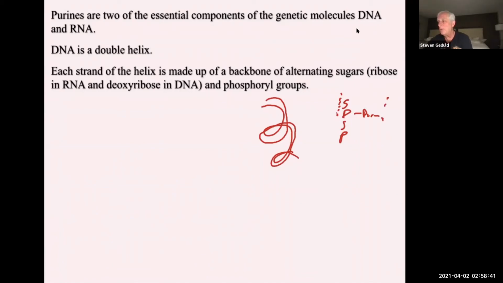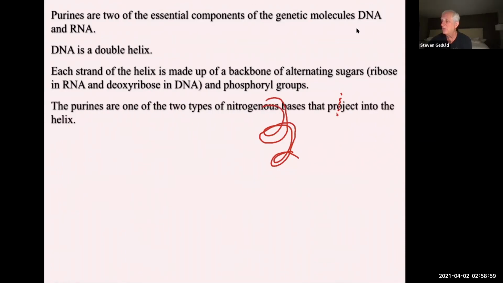So it's a sugar phosphate backbone. The sugar in RNA is ribose. The sugar in DNA is deoxyribose. That's the difference. So it's a sugar phosphate backbone. I'm sure some of these are going to get in the way of the next slide.